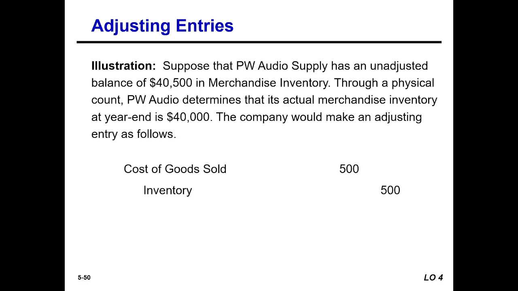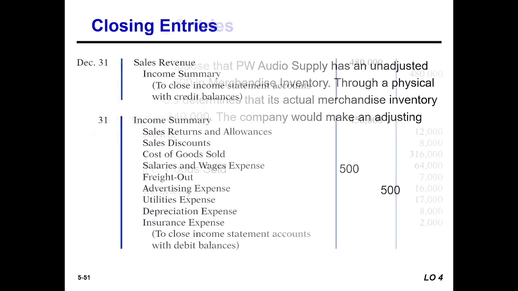Here, cost of goods sold is debited and inventory is credited. That means the actual merchandise inventory at year end is 40,000 and the unadjusted balance of merchandise inventory is 40,500. So this would be the adjusting entry: cost of goods sold debit, inventory credit.